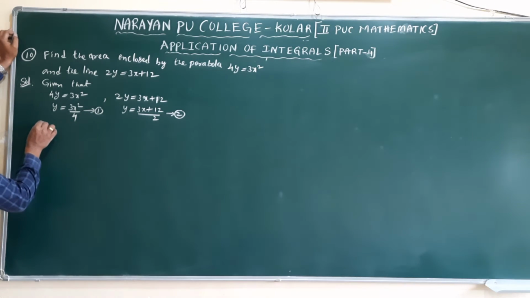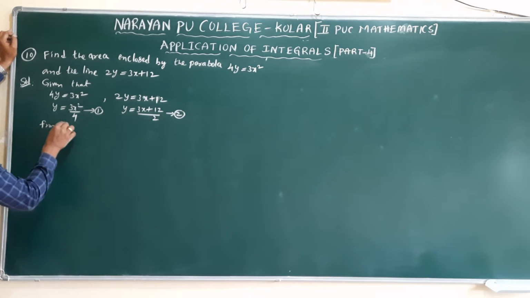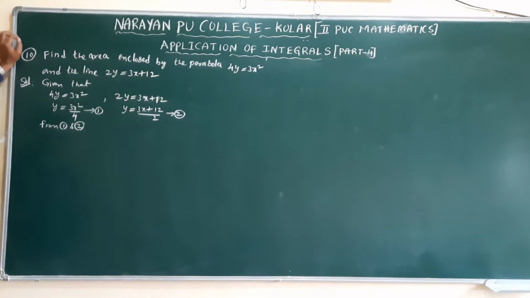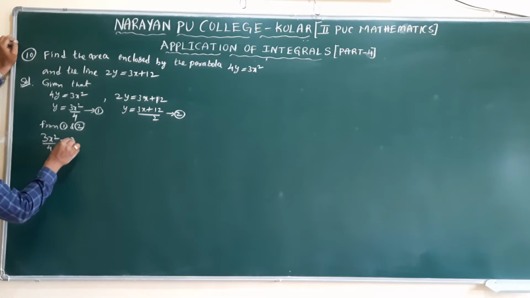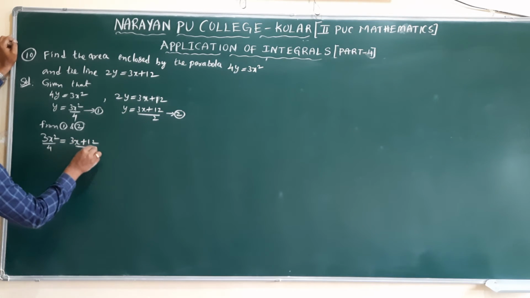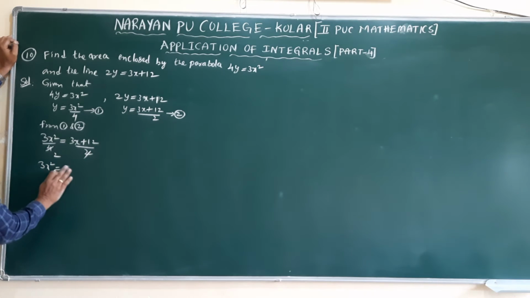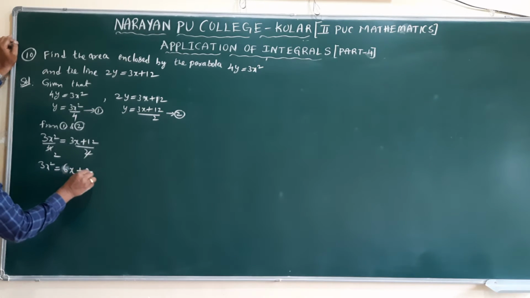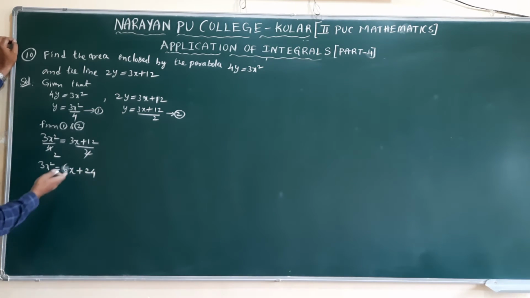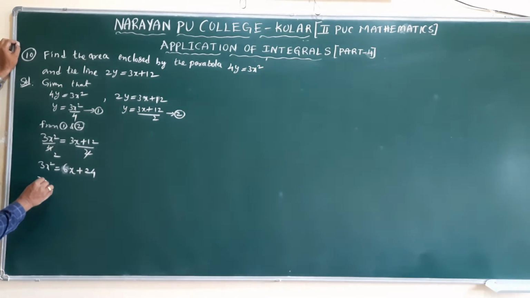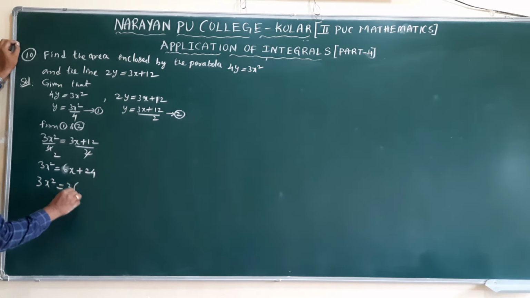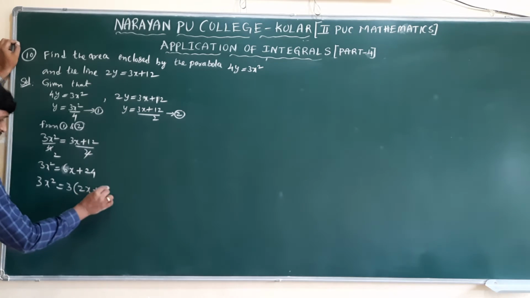That's why from 1 and 2, the left side values are the same, so the right side values we will compare. 3x square by 4 equal to 3x plus 12 by 2. 2 ones are 2, 2 2s are 4, cross multiply. 3x square equal to 3 2s are 6x plus 2 into 12 is 24. Now from 3x square, I can take 3 common, remaining 2x plus 8.